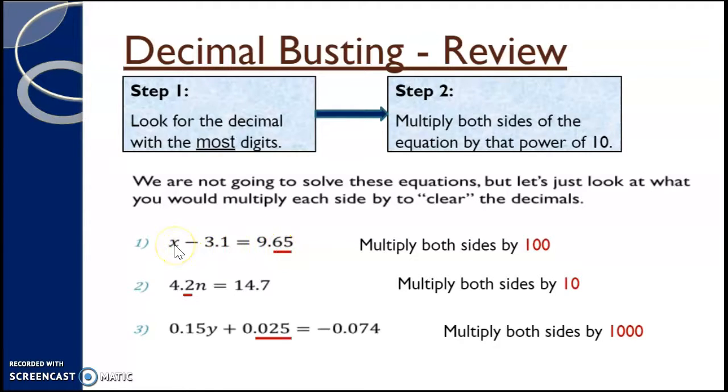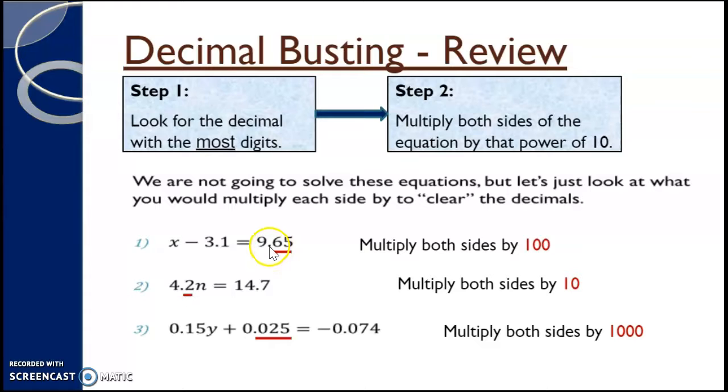In this case we have 0 digits after the decimal place here, 1 digit here, and in here we have 2 digits, 6 and 5. So we have 2 here, so that is the value that we go by. We have 2 decimal places. That means we're going to multiply both sides by 100. Why do we do that?